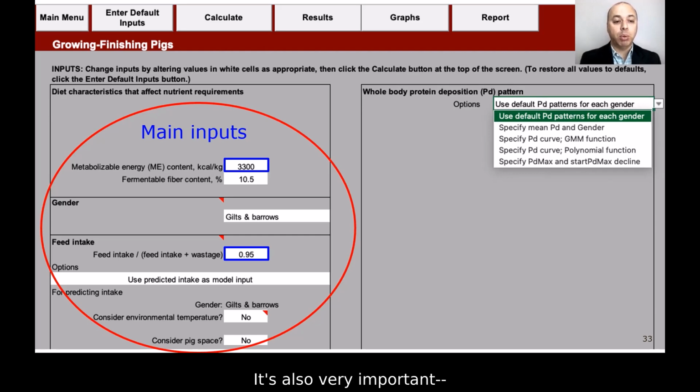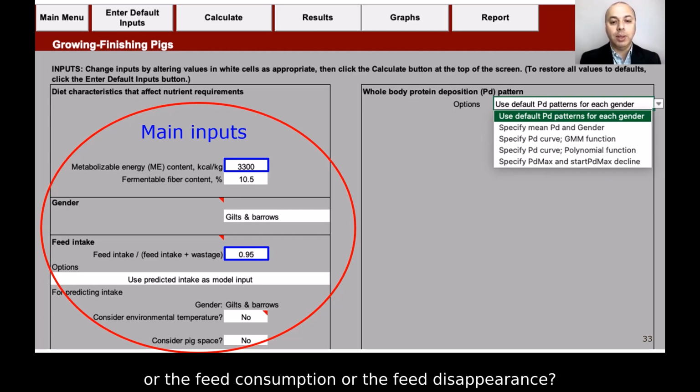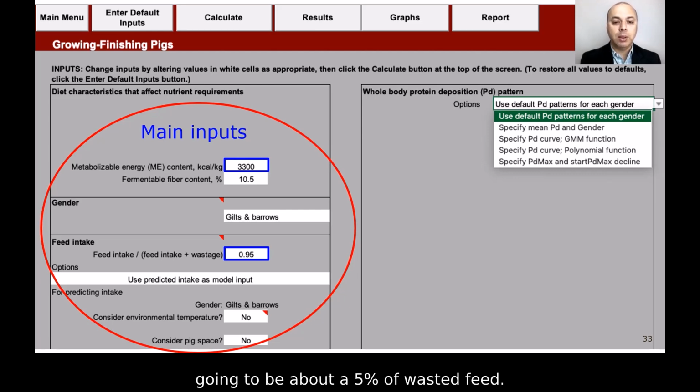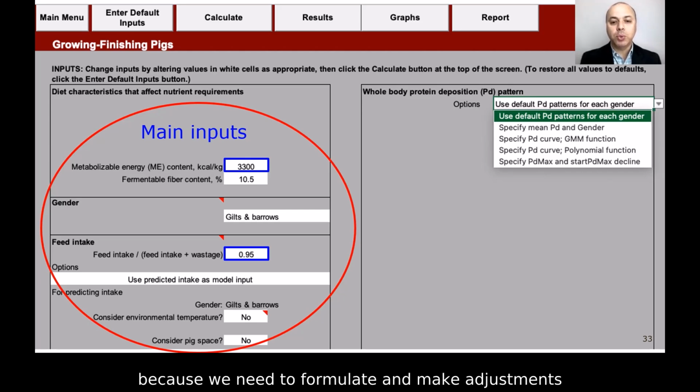It's also very important that this program is going to ask us what is the feed intake that we expect, or the feed consumption or the feed disappearance, and it is asking us basically for a wastage value. In this case, we're estimating that there's going to be about 5% of wasted feed, and we need to take that into account because we need to formulate and make the adjustments based on what the animal is actually going to consume.